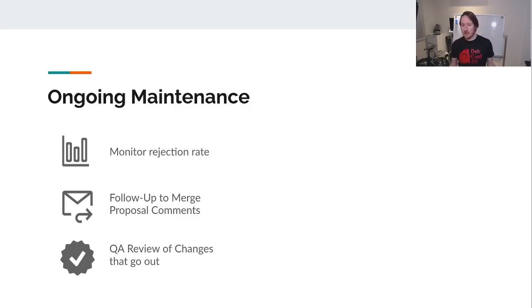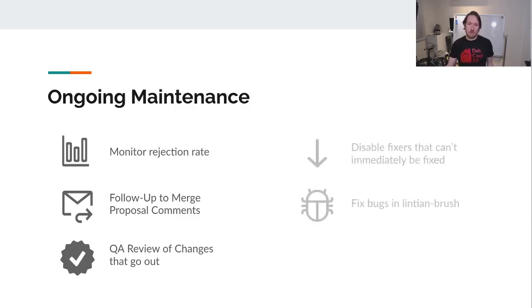And then finally, there are a lot of changes that have to be QA reviewed, and that's in the hundreds a week. And then if at any of these steps, any Lintian-Brush or Janitor bugs are found, that will usually result in either disabling fixers and tracking down any previous changes that have been made by those fixers, and possibly following up on that. And then finally, actually fixing the bugs in Lintian-Brush.